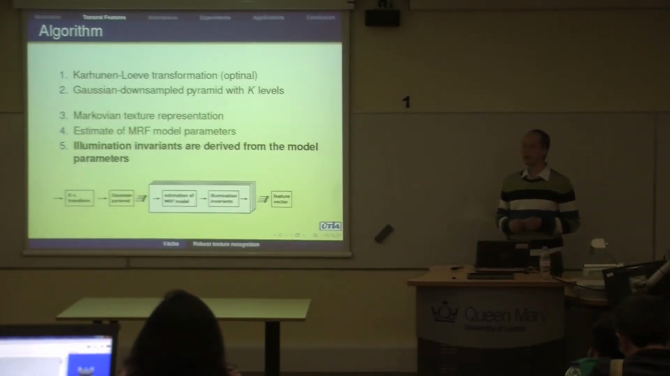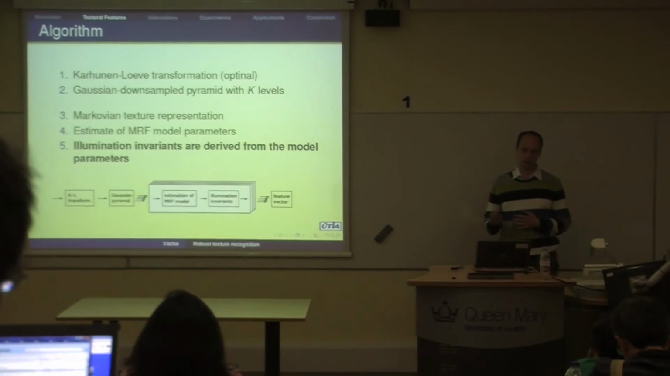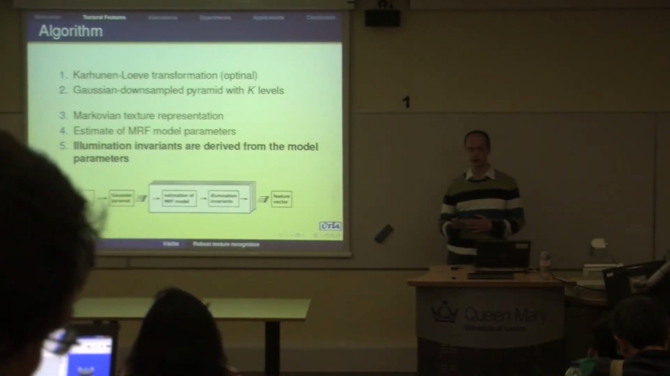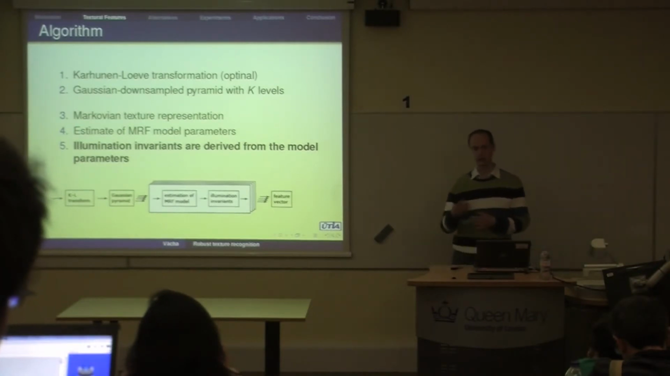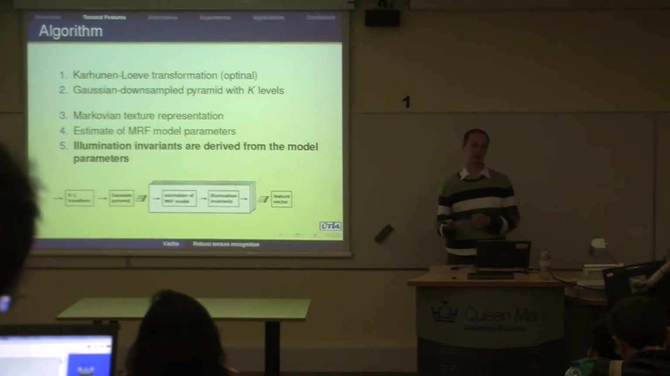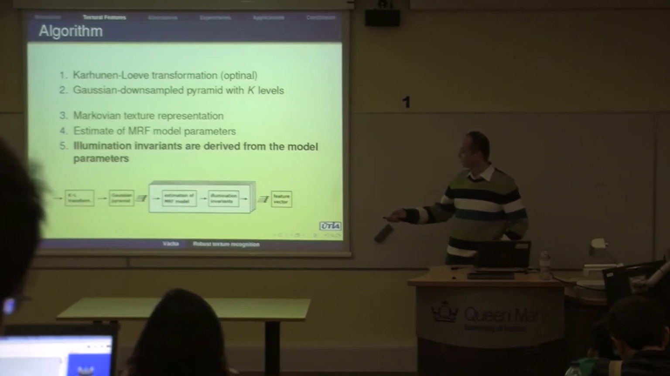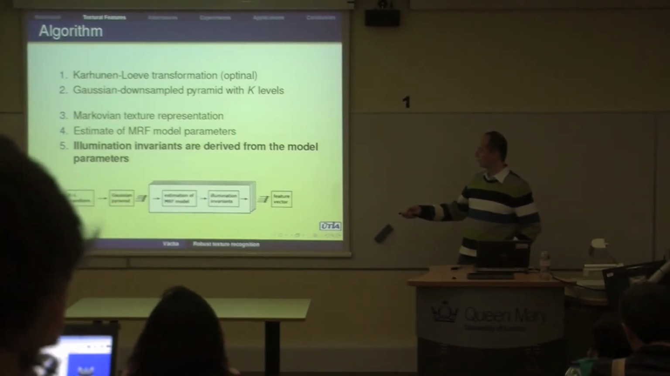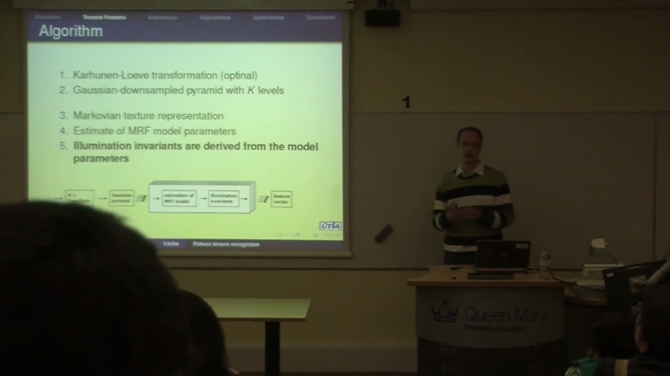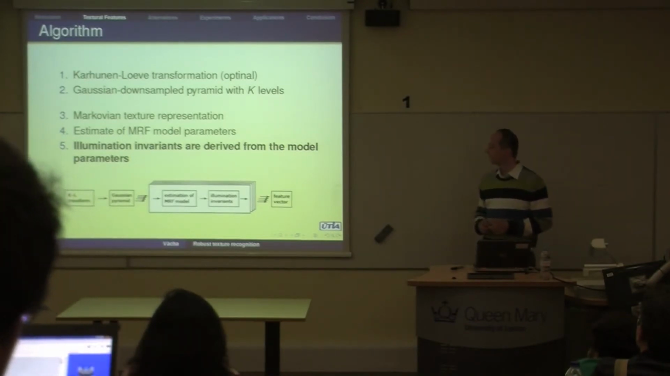And each level of the pyramid is modeled by a Markovian type of model. We estimate the parameters of the model, and at the end the model parameters are transformed to be illumination invariant. And that's the textural feature we use. There is the outline of the algorithm. As I said, it starts with the Gaussian pyramid, and then each level is modeled, and illumination invariants are computed from that. And after that, all features are put into a feature vector, which can be compared in an ordinary way.